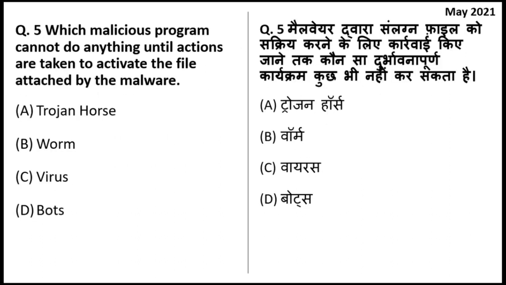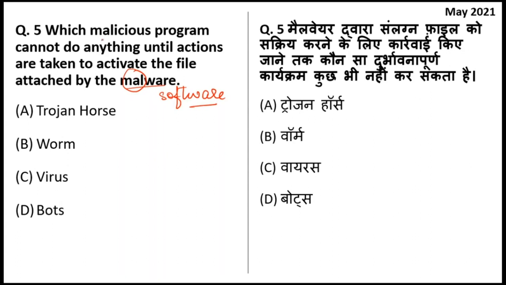Which malicious program cannot do anything until actions are taken to activate the file attached by the malware? If you have not heard of this term, malware is related to software. Like software, they are useful to do some kind of task, like a web browser. But malware are those software whose main intention is to harm your computer. So malware are software which are intended to harm a particular computer.